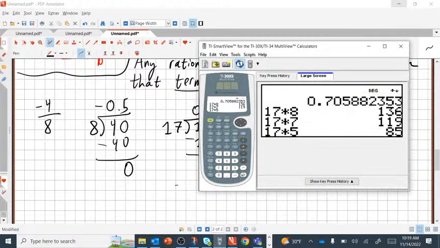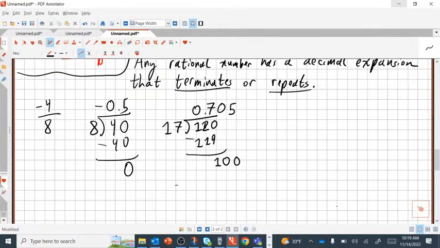Now, guys, this process might seem like it takes forever, but here's the funny thing. Every time I do this, I'm going to get a remainder. Will I eventually get the same remainder? Yes. I have to, right? There's only 17 possible remainders I can have. Well, sorry, 18. 0, 1, 2, 3, 4, 5, 6, 7. I can't have any other amount of remainders. So eventually I'm going to get back to where I started, and eventually it's going to repeat.